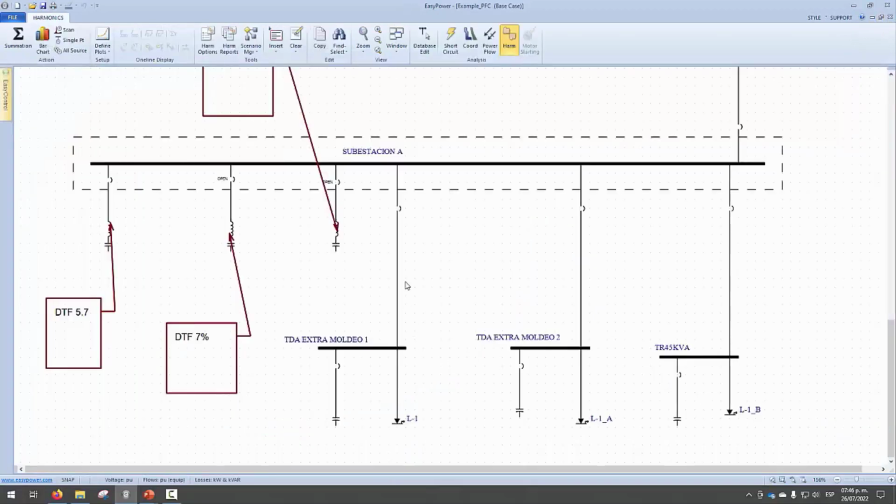So before investing a lot of money on whatever solution, we can make a very simple design on EasyPower to check how it will work.